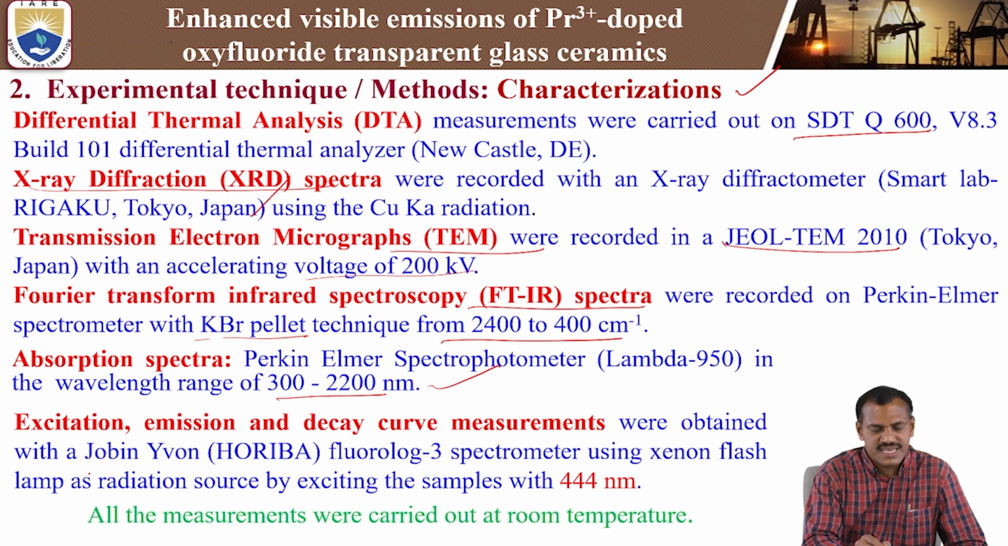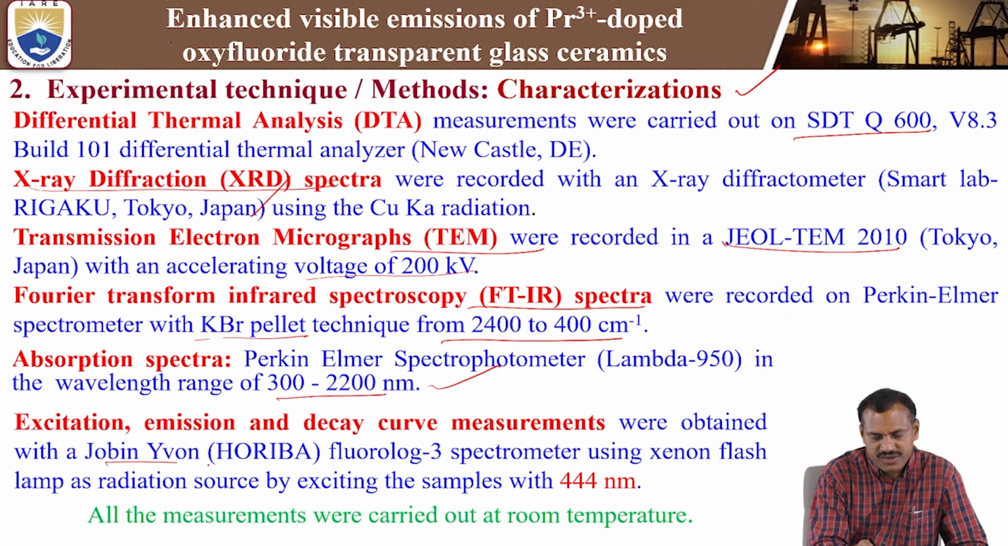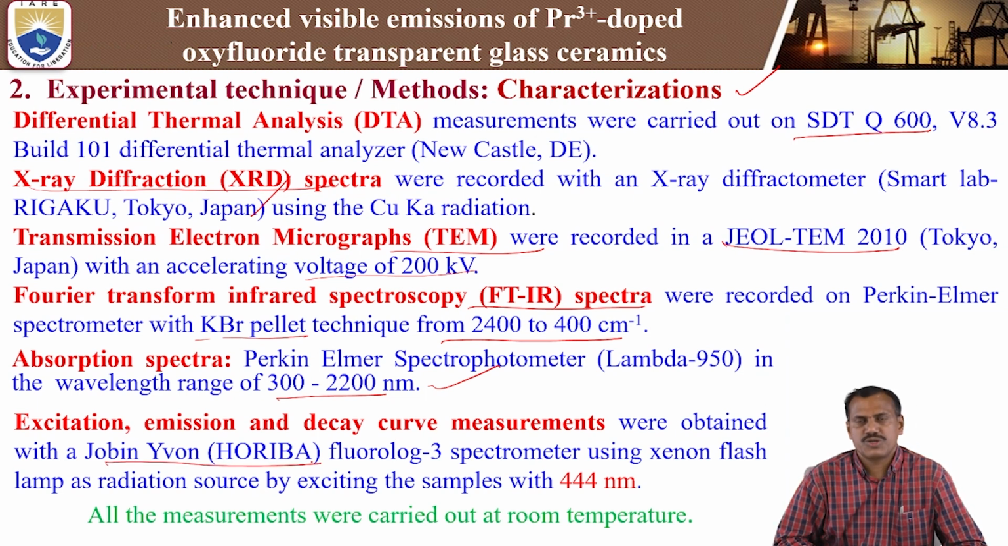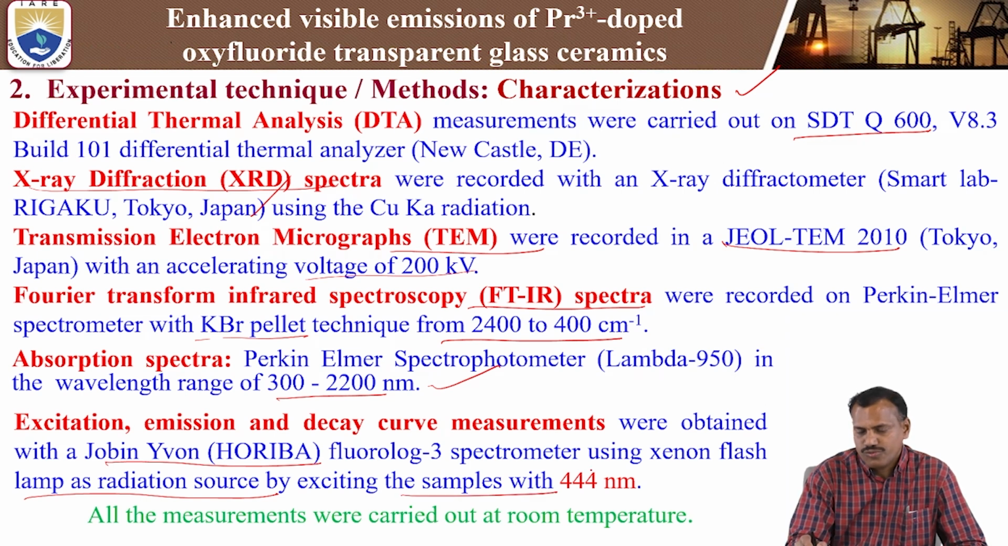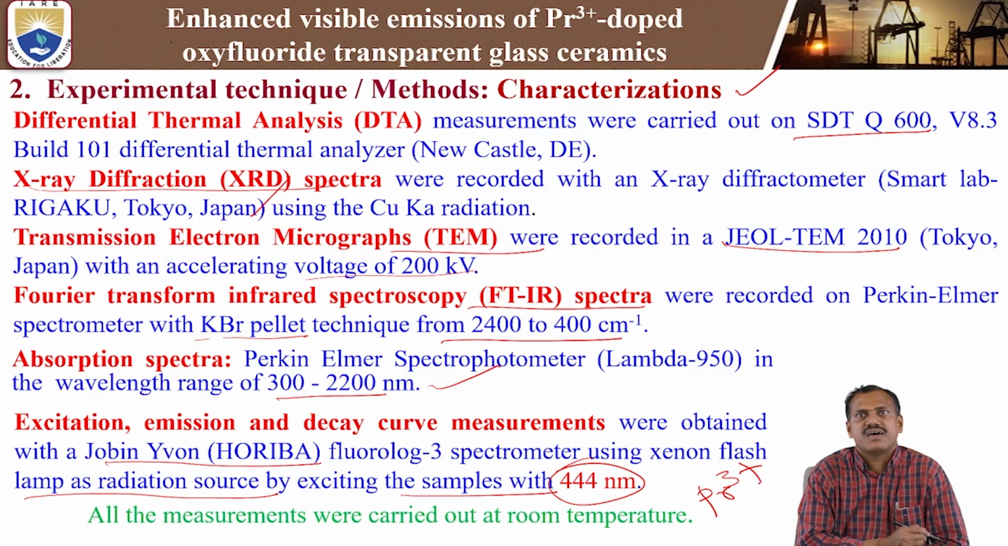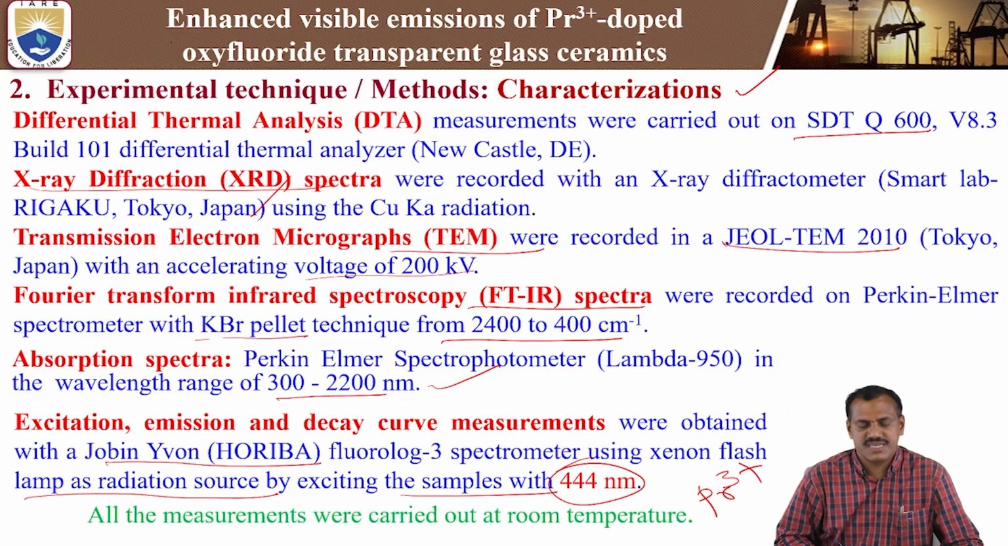Finally, we measured the excitation, emission, and lifetime or decay time, obtained using the Jobin Yvon Horiba Fluorolog-3 spectrometer with a xenon flash lamp as the radiation source, exciting the sample at 443 nanometers. This wavelength is particularly used for praseodymium 3 plus ions. We use it for pumping the laser source to measure the emission and lifetime in the case of praseodymium 3 plus ions. All the measurements were carried out at room temperature only. These are the experimental methods.